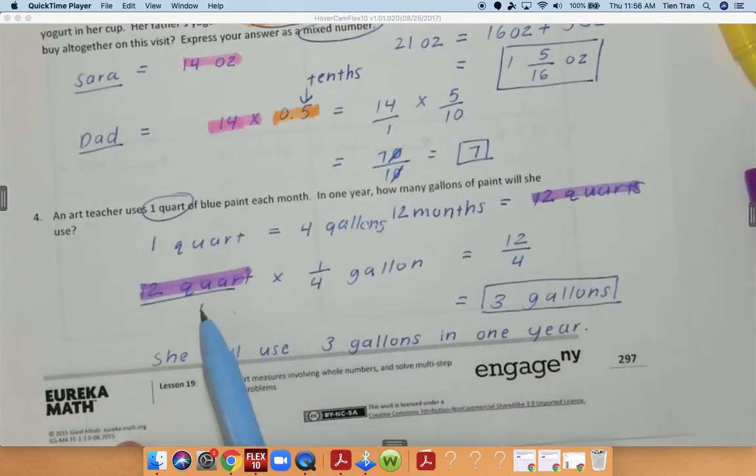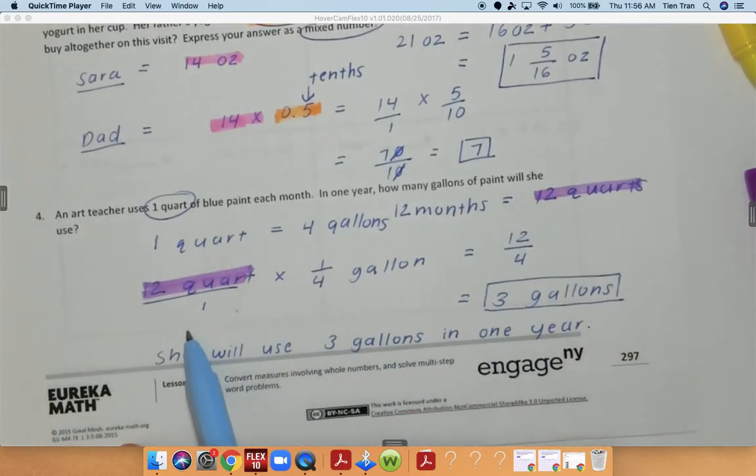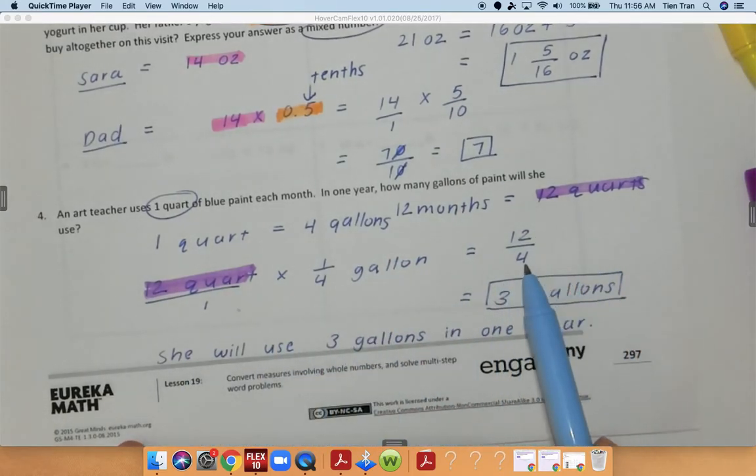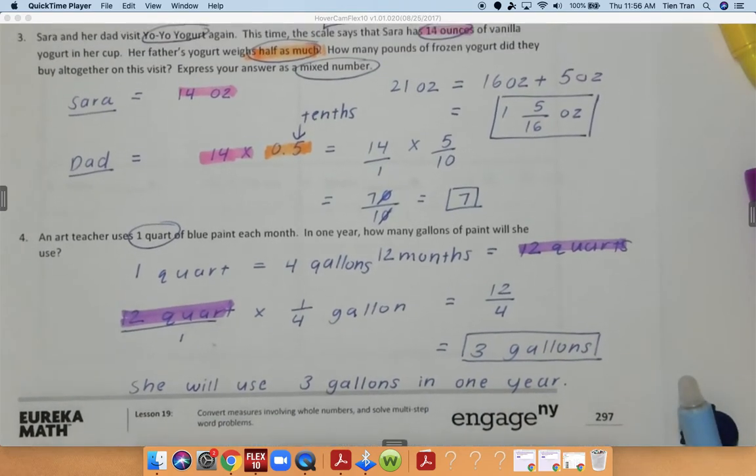Okay. So now we're going to multiply. 12 times 1 is equal to 12. And 1 times 4 is 4. So 12 divided by 4 is equal to 3 gallons. She'll use 3 gallons in 1 year. And that is all for today.